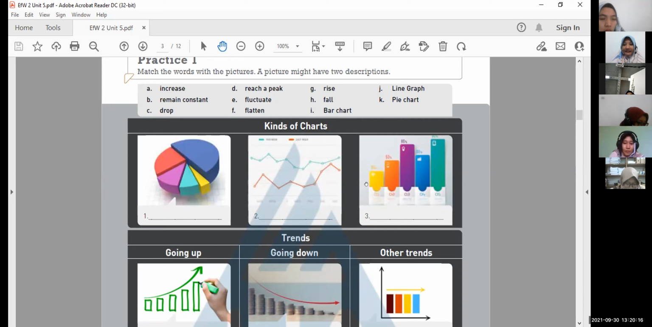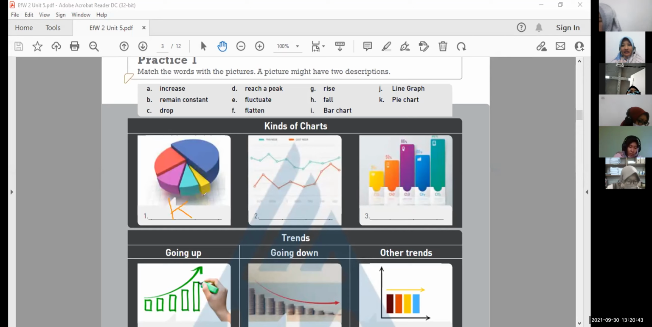All right, the time is up. Let's try to answer it one by one. Miss Putri, can you start by answering number 1? What picture is it? Number 1 is K, pie chart. Pie chart, very good. Number 1 is K, or pie chart. I will write it using this.